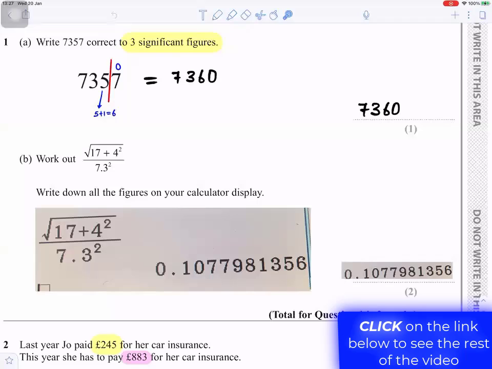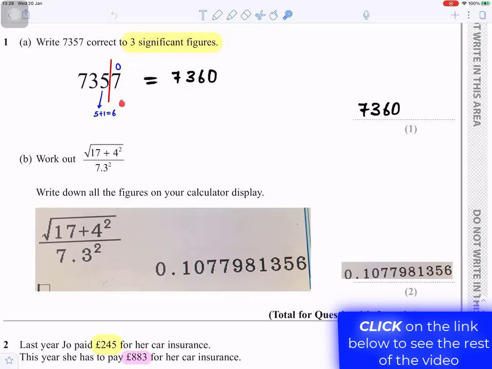Question number 1. Write 7,357 correct to 3 significant figures. 3 significant figures will take the first 3 numbers: 735. We put a line in between 5 and 7. We look at the number on the right. 7 is bigger than 5, or 5 or more.